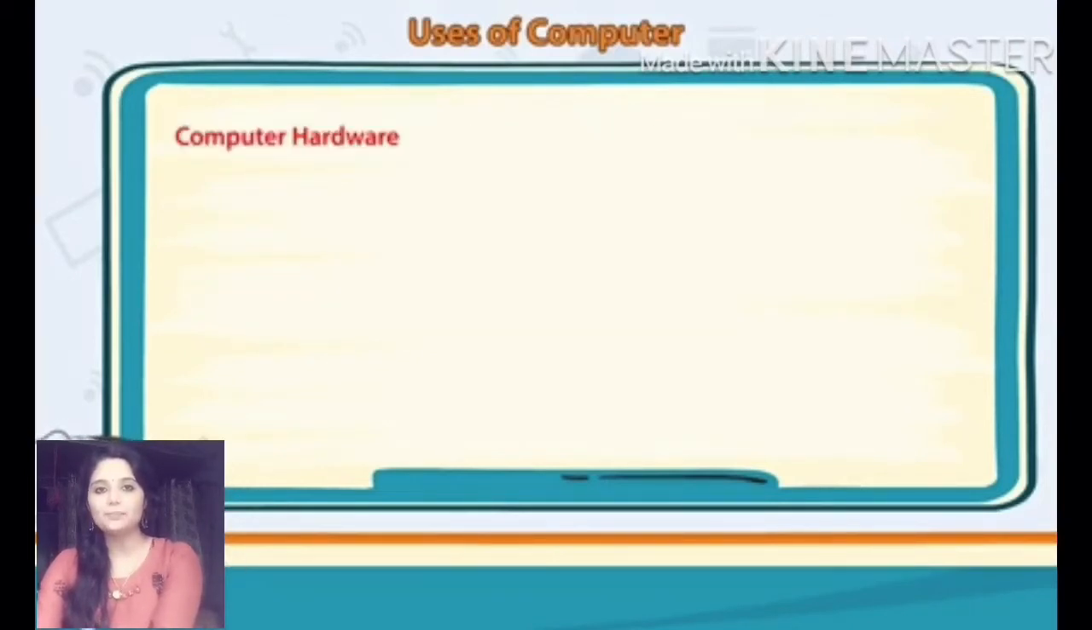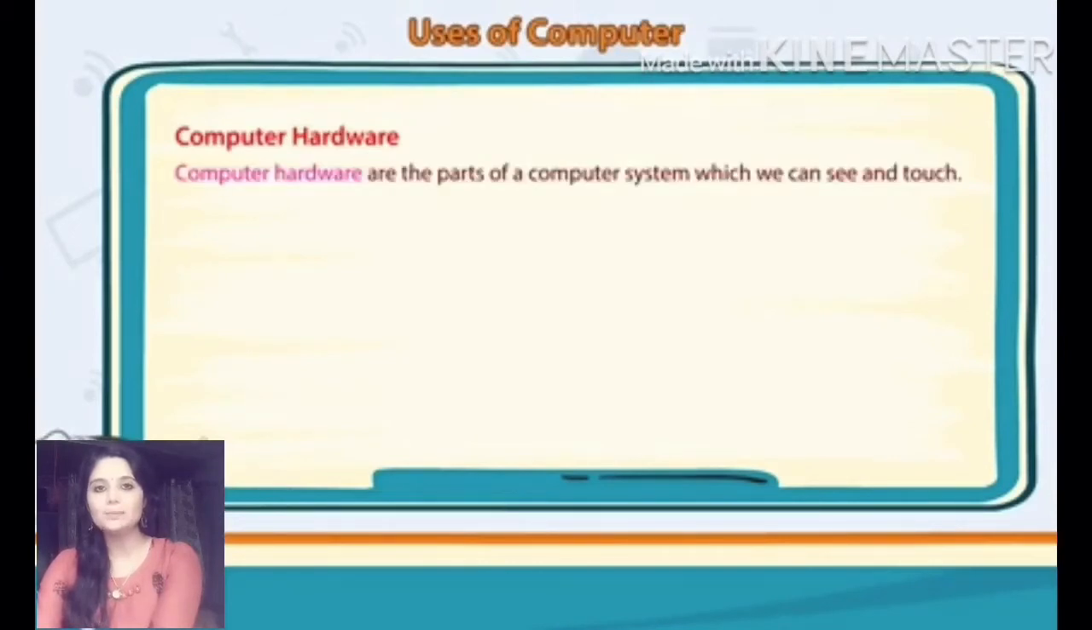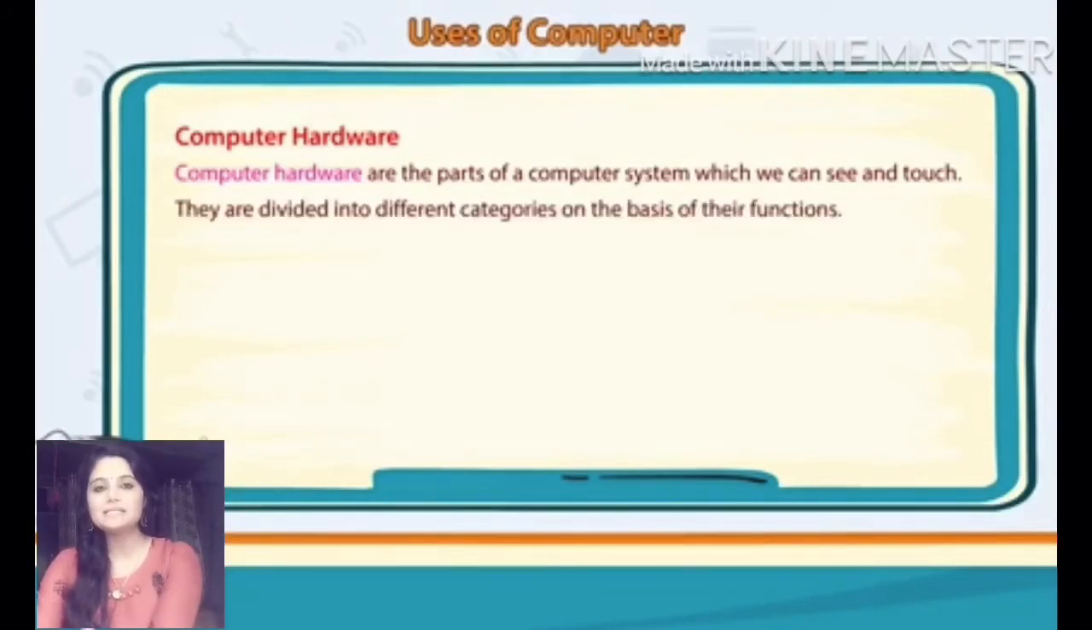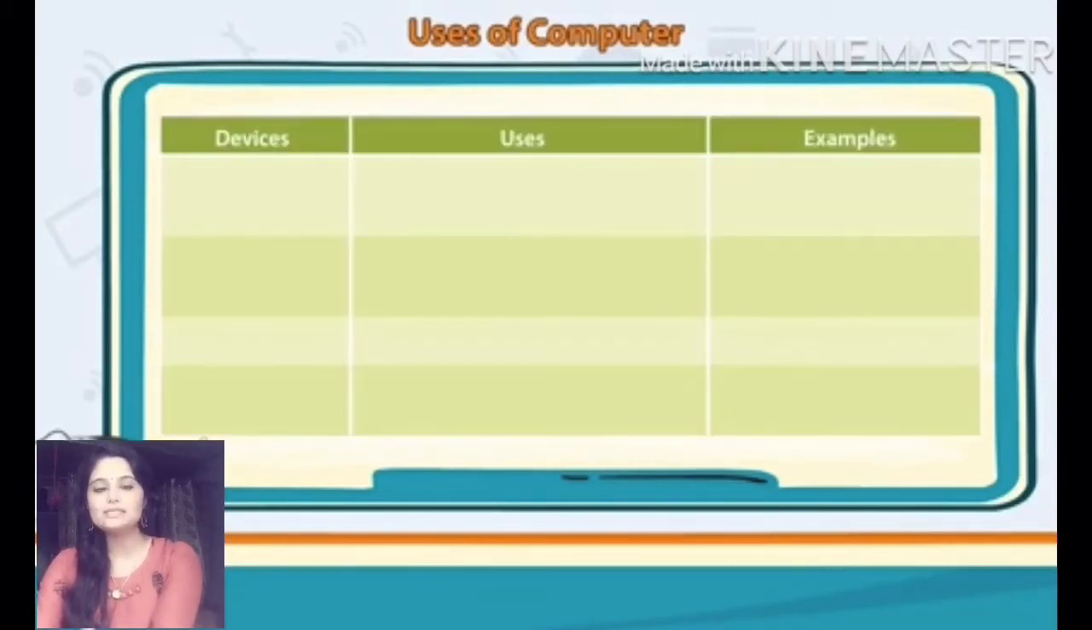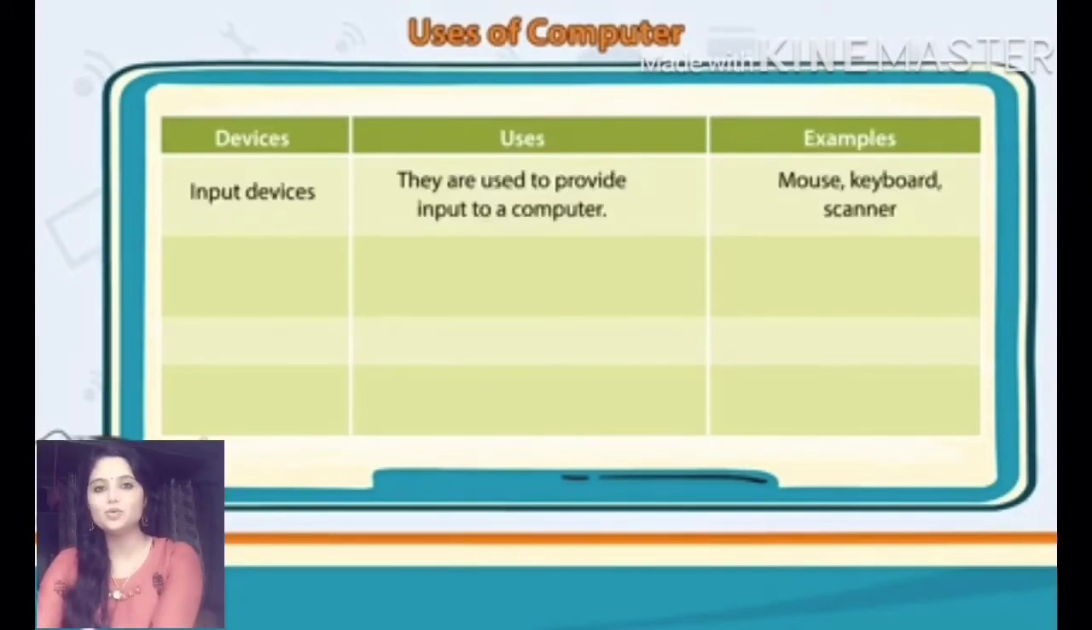Computer hardware. Computer hardware are the parts of a computer system which we can see and touch. They are divided into different categories on the basis of their functions. Devices, uses and examples. Input devices. They are used to provide input to a computer. Mouse, keyboard and scanner are the examples.